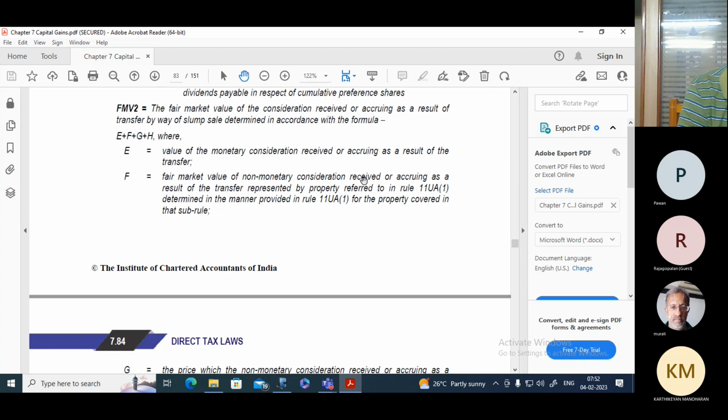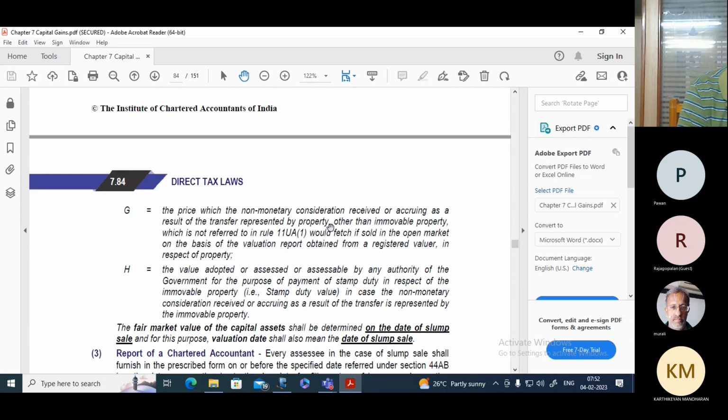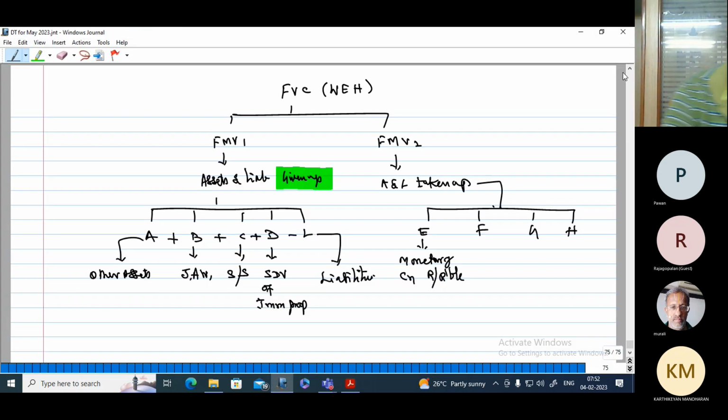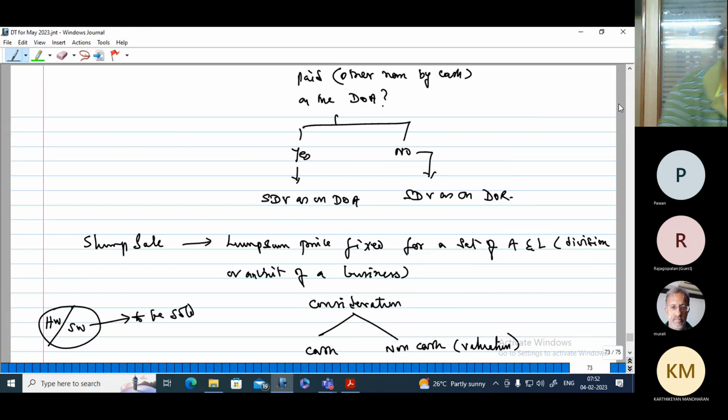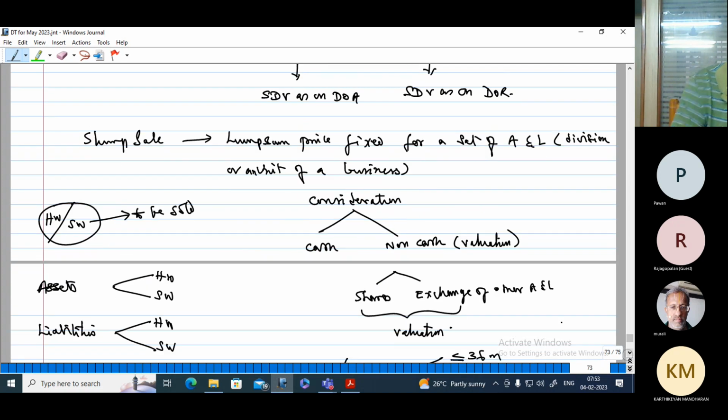Fair market value of non-monetary consideration received or accruing. G, the price of the non-monetary consideration received or accruing, other than immovable property. Then this is immovable property. This is what I told you initially, that you may also get exchange of shares, exchange of other assets and liabilities also. Did I not tell you that?